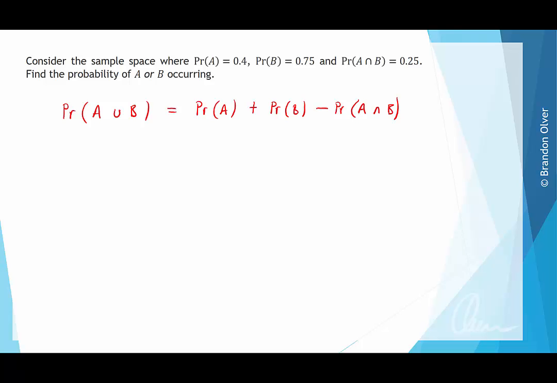So next, all we have to do is put in the values. The probability of A is 0.4, that was given to us up here. The probability of B is 0.75, that was also given to us up here. And then their intersection was 0.25, which was given to us as the third piece of information. We find that that is equal to 0.9. So the probability of A or B occurring is 0.9.